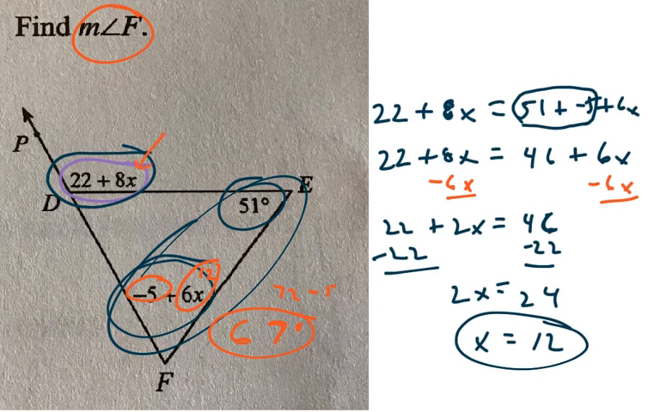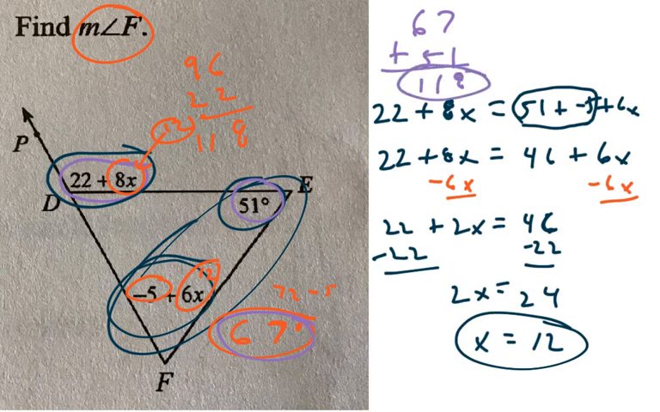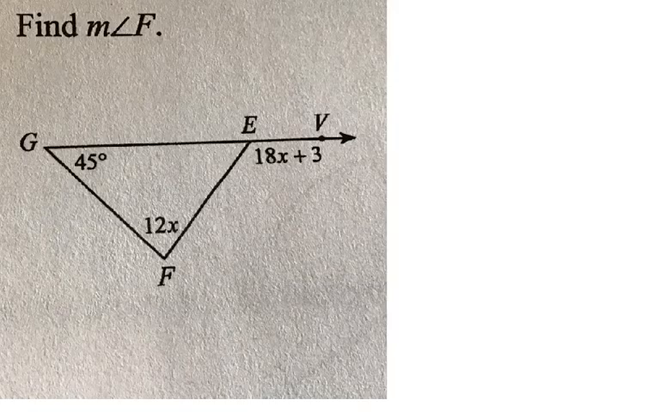And let's plug in the 12 here as well. 8 times the 12 is 96, plus 22 is 118. But notice, guys, if I take the 67, which was our answer, and add it with the 51, I get 118, which is exactly what we figured out there. So as you can see, the exterior angle theorem worked. Pause the video if you haven't done so yet. All right, let's try it one more time.